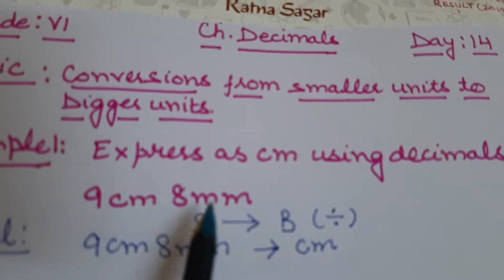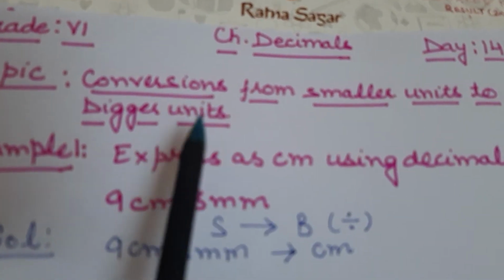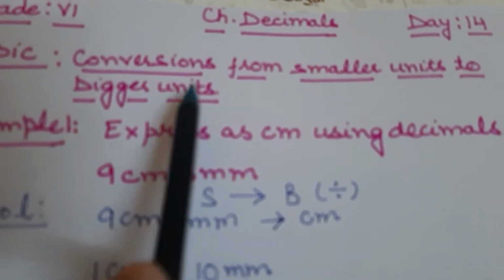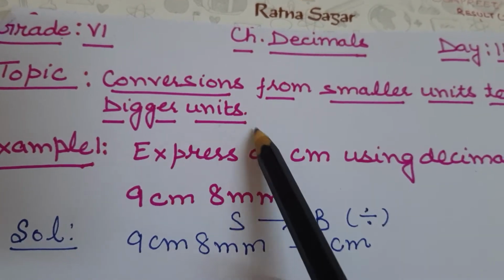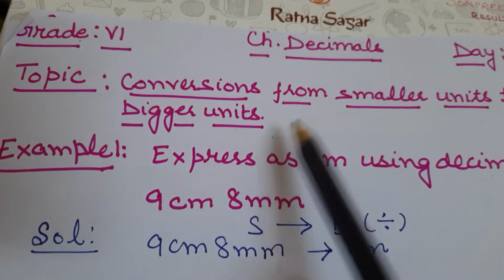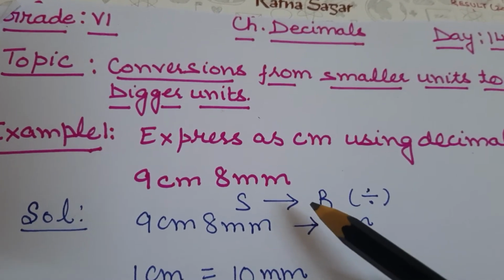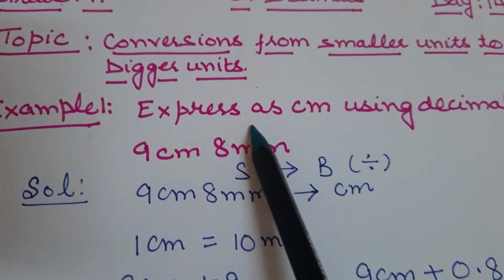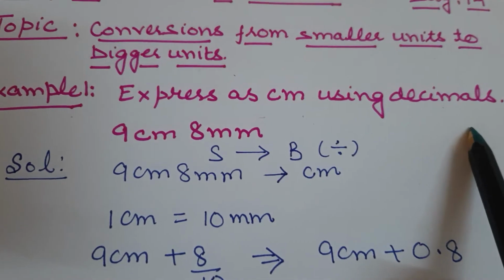So students, as you know, we are doing the decimal chapter and today we are continuing the previous topic only. Conversions from smaller units to bigger units. Okay, the method is the same, only the units are changed. So the first example I am taking: express as centimeters using decimals.